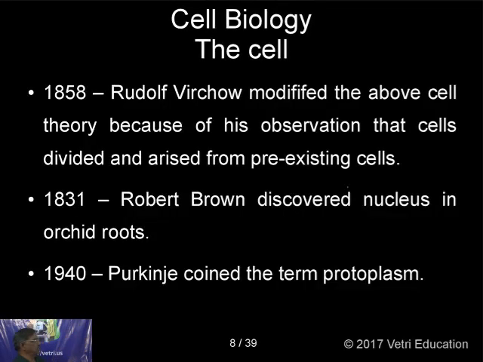Next we have 1858, Rudolf Virchow. He modified the above theory because of his observations that cells divided and arose from pre-existing cells. So from pre-existing cells, by division, new cells are developed. In 1831, Robert Brown discovered the nucleus in orchid roots. In 1840, Purkinje coined the term protoplasm. This is the gradual discovery of the different items in cytology.